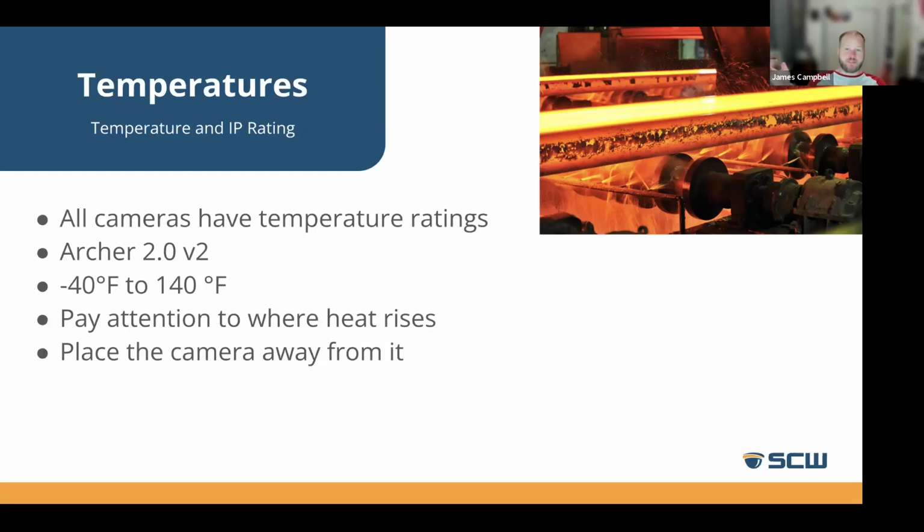Now, on the flip side, the high temperature: if you're looking at 140 Fahrenheit, what that means is if you go to 150 Fahrenheit, there's a chance that could permanently damage the camera in some form or fashion. So it's very important to make sure that the camera you're placing in an area, number one, has a temperature rating suitable for your production. But also when we're placing these cameras, we have to look at the production line and figure out where the heat is coming from, where it is rising to, and how we can avoid that heat directly impacting the cameras.